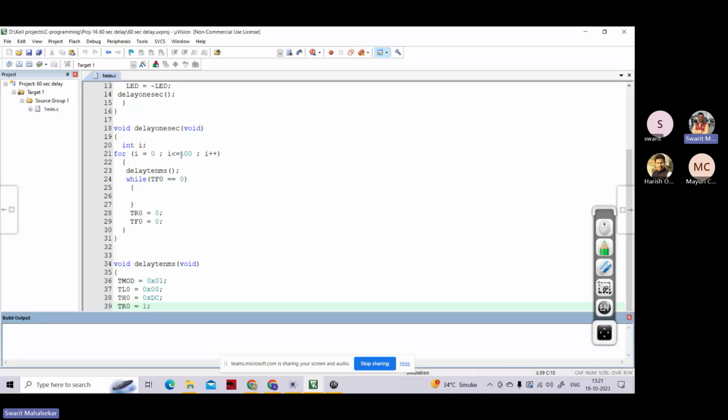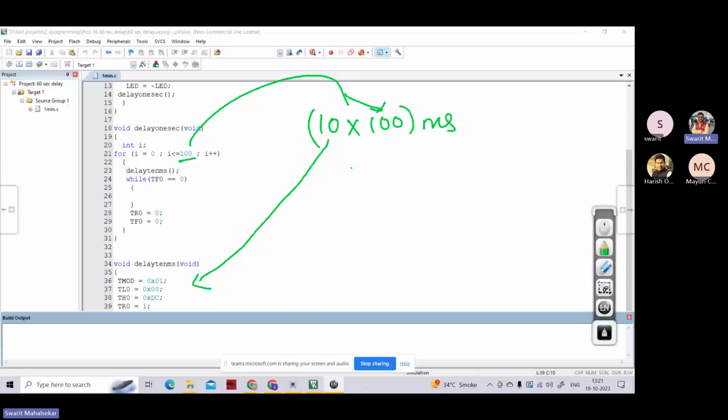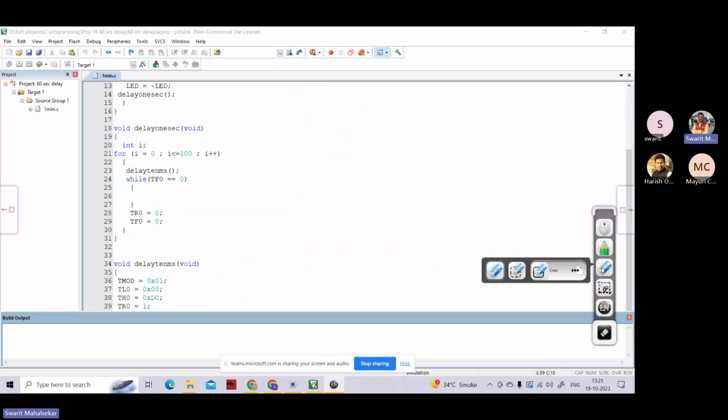So you just have a look over here. 10 is the delay which I had created, 10 millisecond into 100, and by the way this is in millisecond, right? So 100 is present in the for loop, and this is the delay which I had created over here. So that is 1000 millisecond, which is equivalent to what? Which is equivalent to 1 second, right? I hope this part is clear, and this is how we are going to create the logic for it.